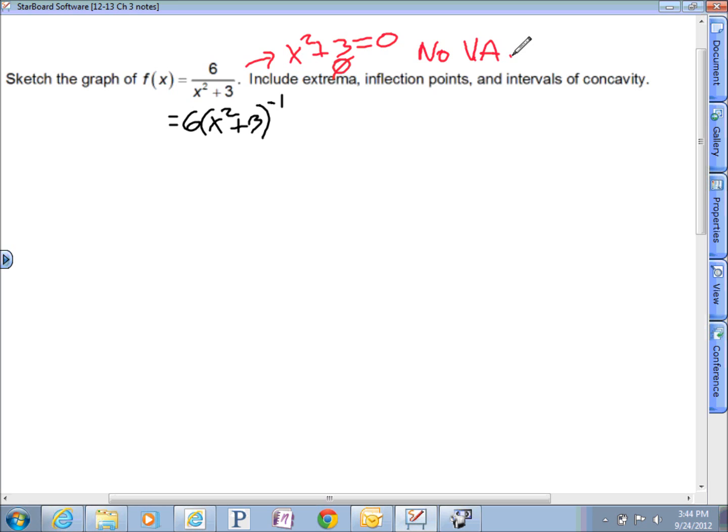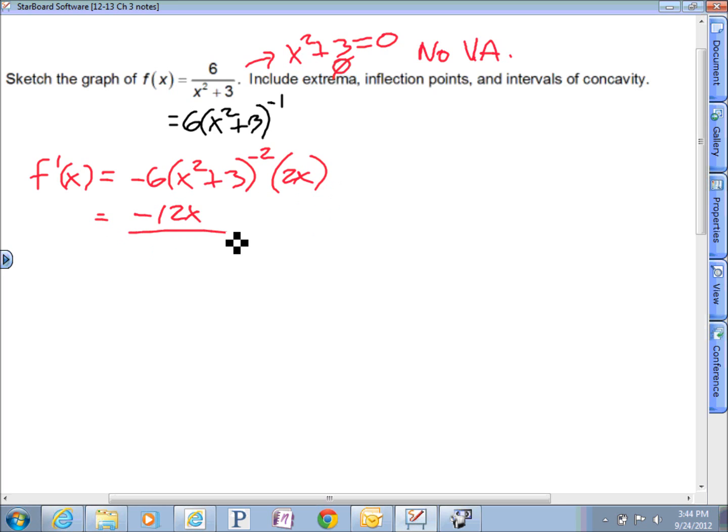How do I find extrema? I take my first derivative, f prime of x. Nice easy derivative: negative 6 times the quantity x squared plus 3 raised to the negative second, times 2x. Clean it up: negative 12x over the quantity x squared plus 3, squared. Okay, what do we have for critical numbers? If I want to find extrema, I'm going to need critical numbers. We've done this a few times before. x equals 0 from the numerator, and from the denominator, there are none. So we have one critical number. We have one potential maximum or minimum.